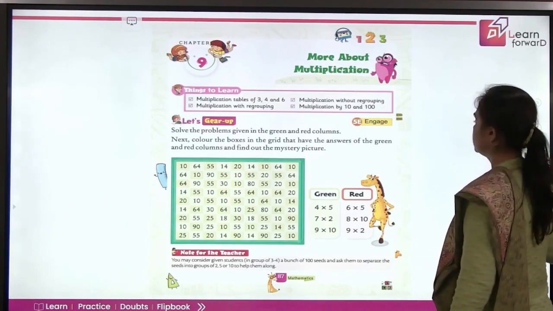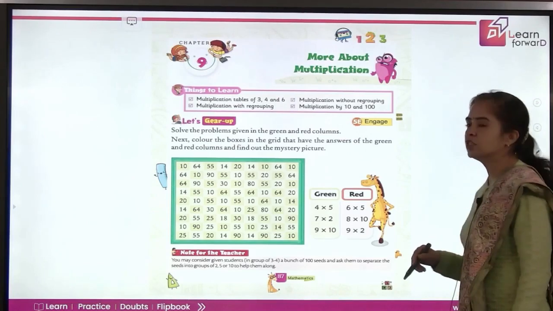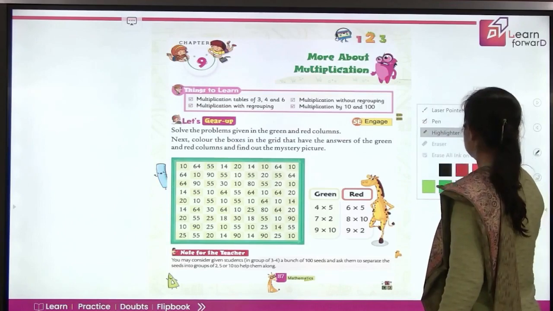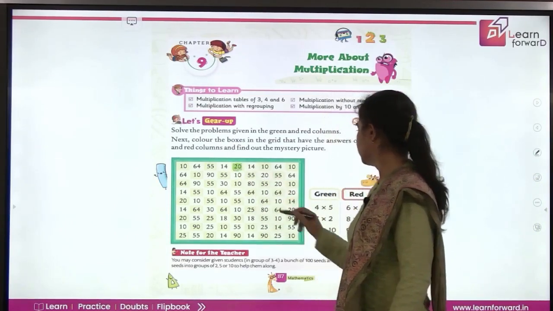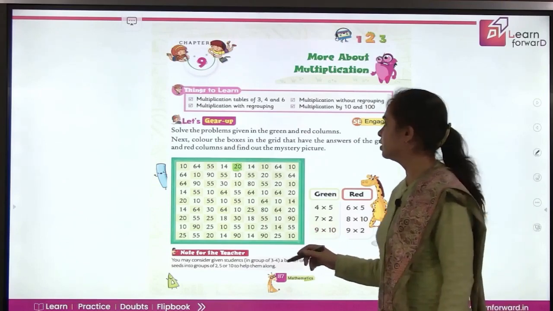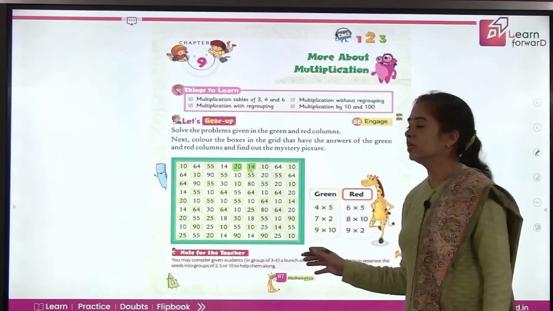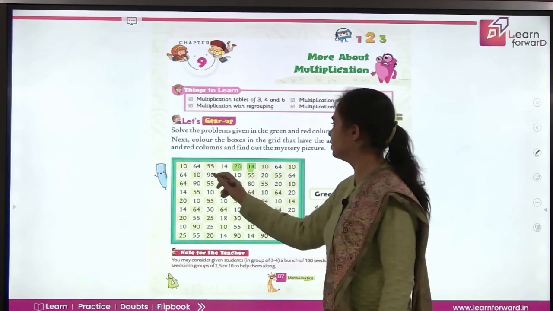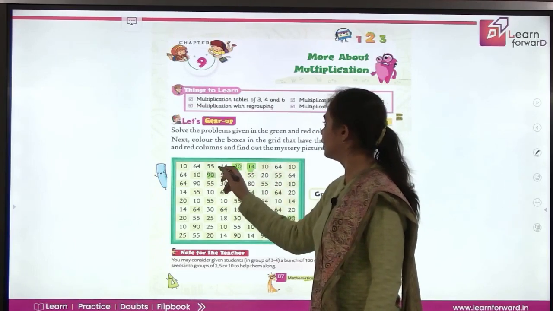The first one says green, 4 times 5. How much is 4 times 5? 20. So you have to color them green. Where is 20? It's here. Then 7 times 2, 2 sevens are 14, and 9 times 10 is 90. Where do you have them? It's right here. So you have to color all of them.